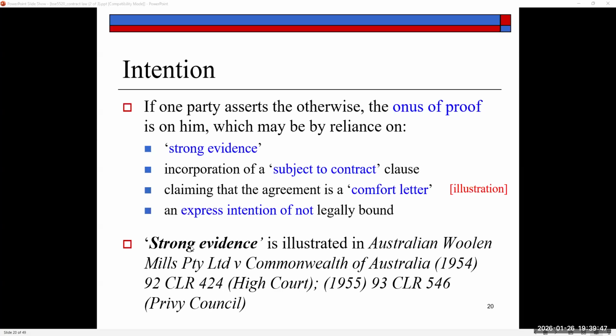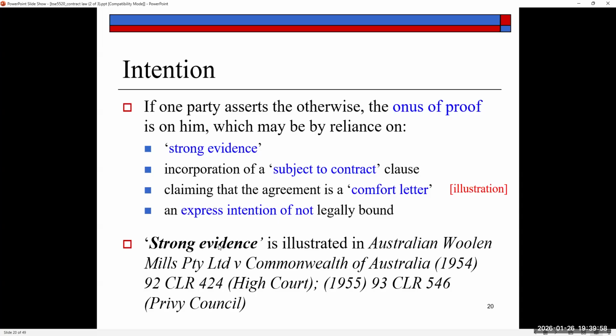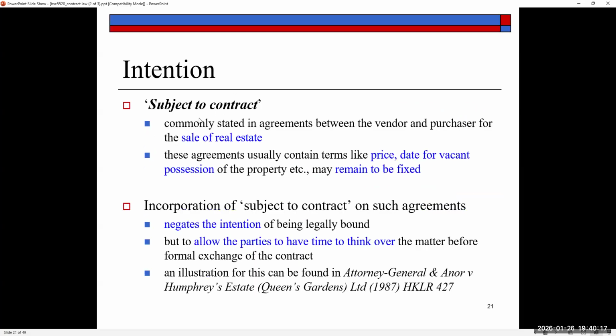So what is meant by strong evidence? As illustrated in the Australian Woollen Mills case, if you can prove that you have strong evidence that you didn't have the intention to be legally bound, then you have to prove it. You have to show it. So that is one precedent you can cite for supporting this principle, strong evidence. The next one is subject to contract.